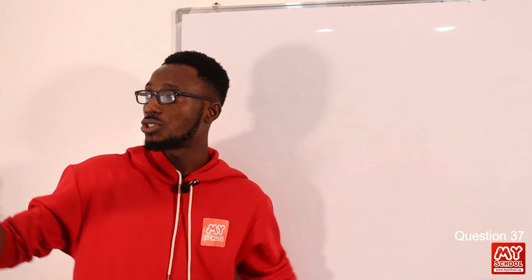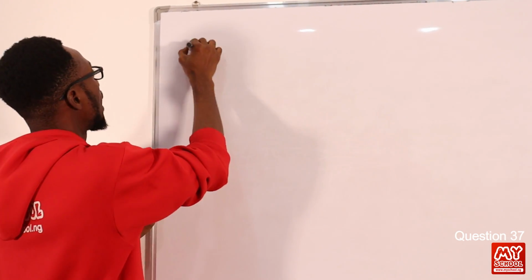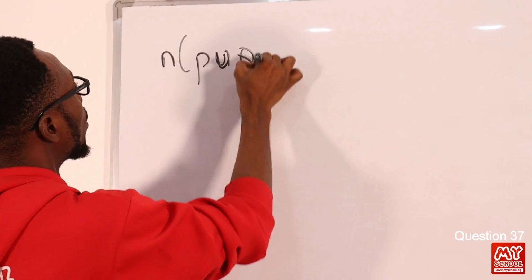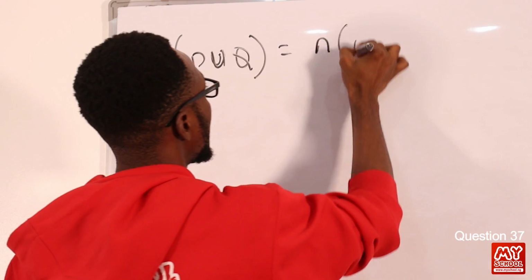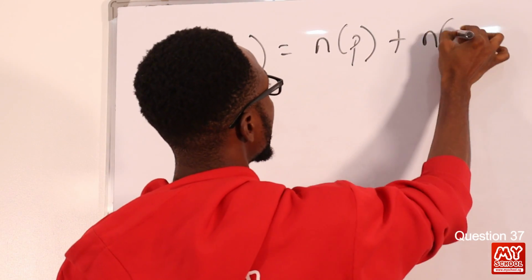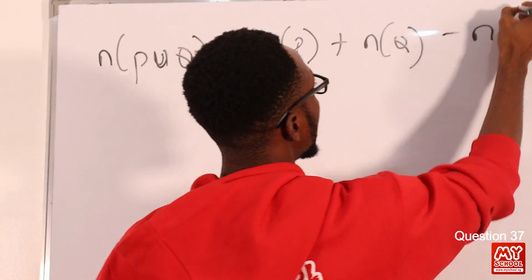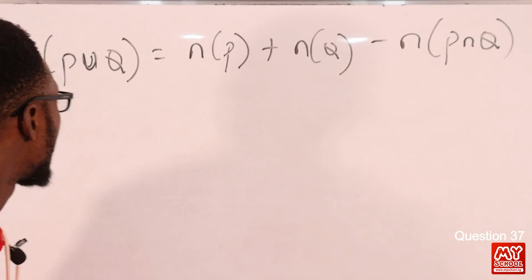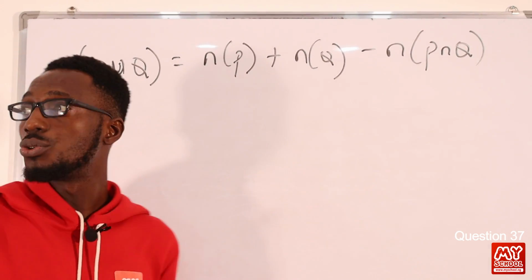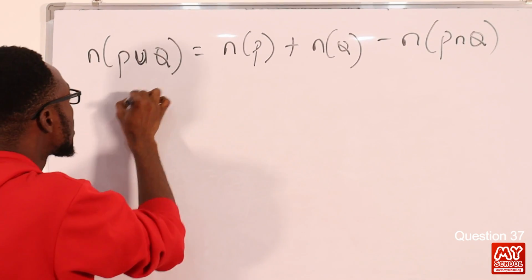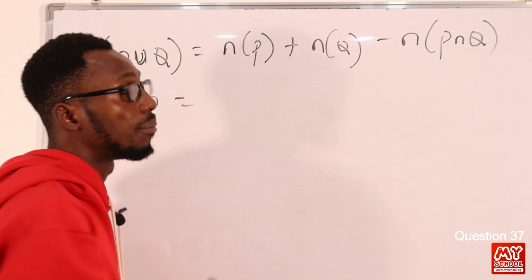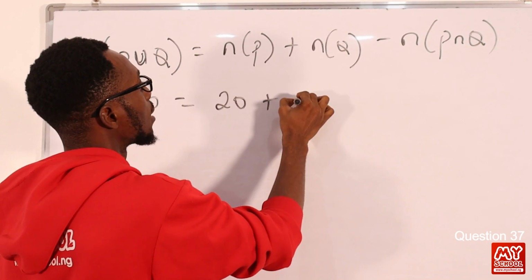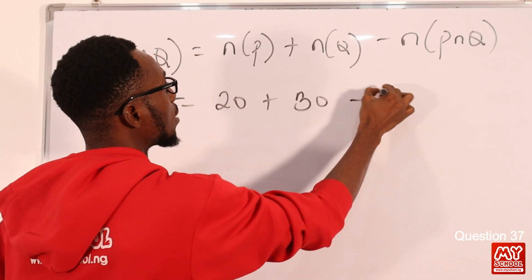So let's start with this question. Recall that in your set, when you have p union q, it is actually equal to this, then this. That's all. So we just need to slot in the values. What is our p union q? We have it as 40. That is 40 equals number of p, that is 20, number of q, that is 30. So let me just represent this with x.